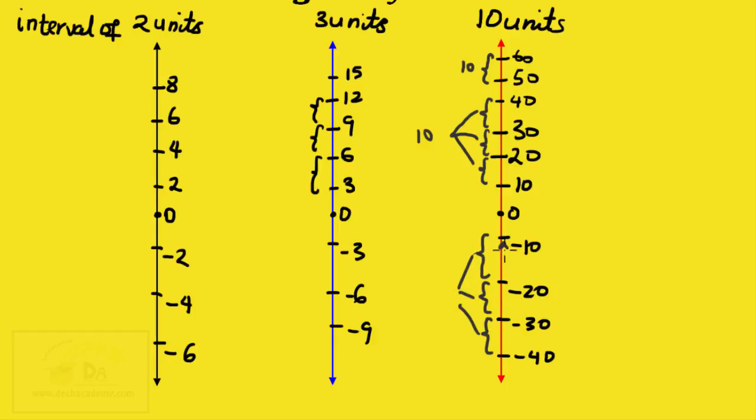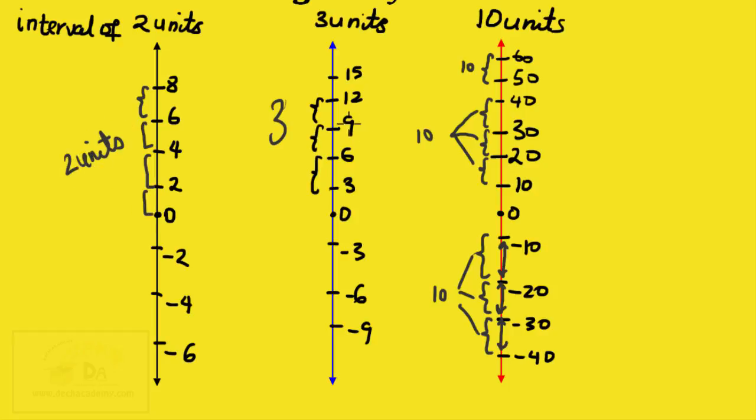All these spaces represent intervals of 10 units. Minus 40 plus 10, minus 30. Minus 30 plus 10, minus 20. So 10 units. Here all the intervals have a value of 3. And here all these intervals have a value of 2 units.